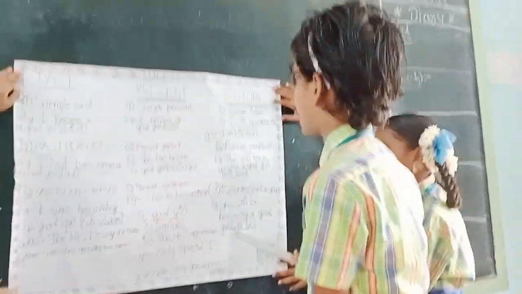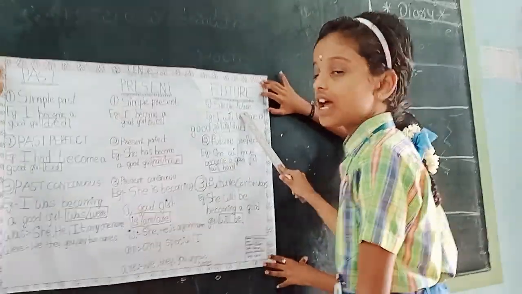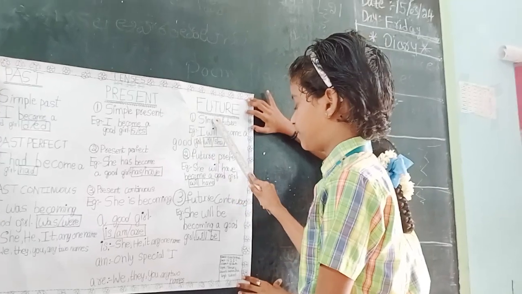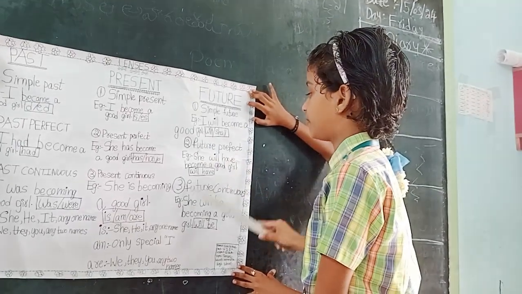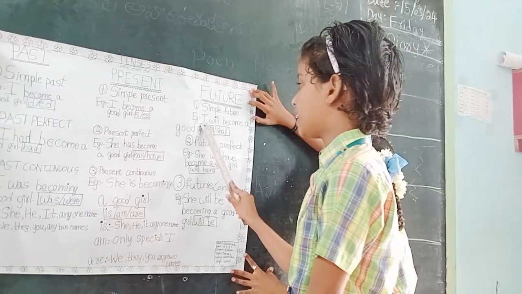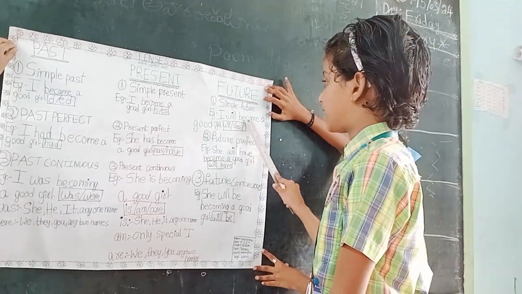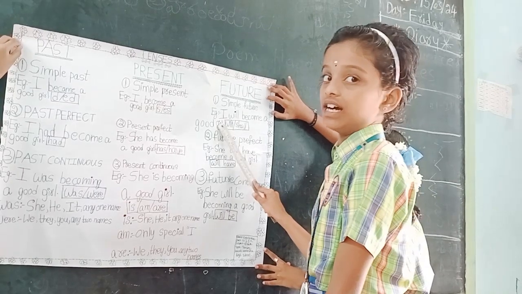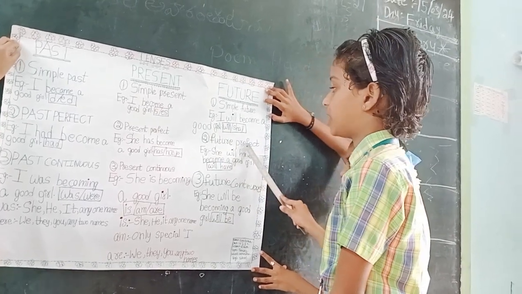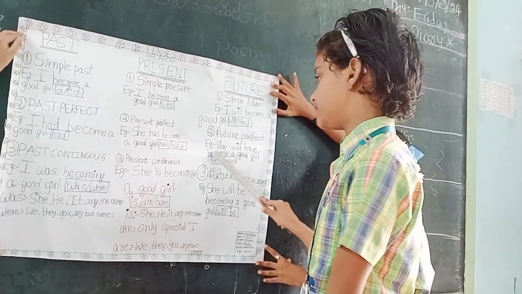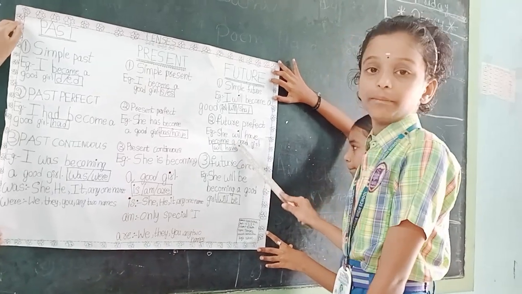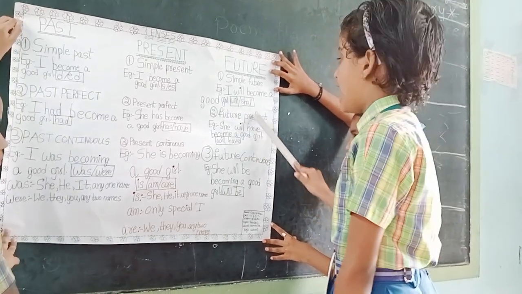Future. There are three forms: simple future, future perfect, future continuous. Simple future example is I will become a good girl. Future perfect example is she will have become a good girl.